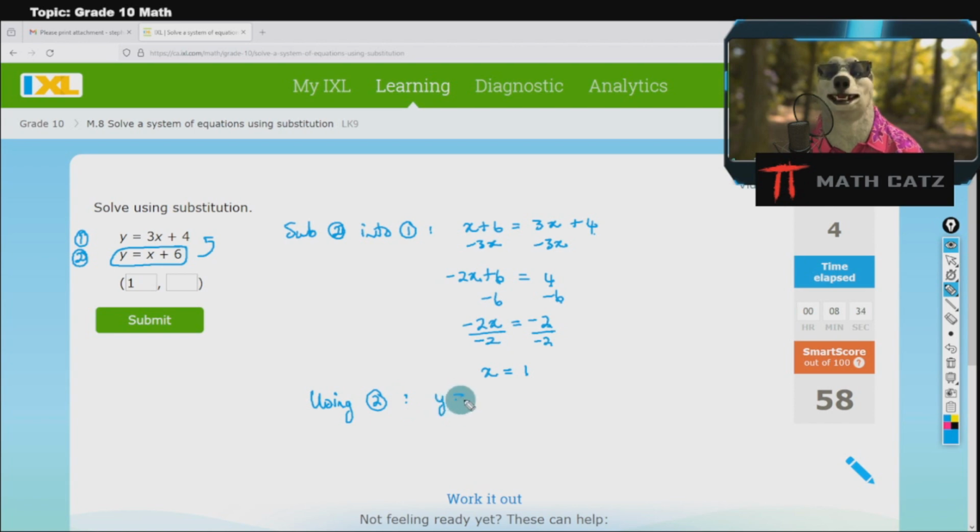And that tells me y is x plus 1. Well, x is now 1. So it's, sorry, x plus 6. X is now 1. So it's 1 plus 6, which equals 7. And we can put in the 7.